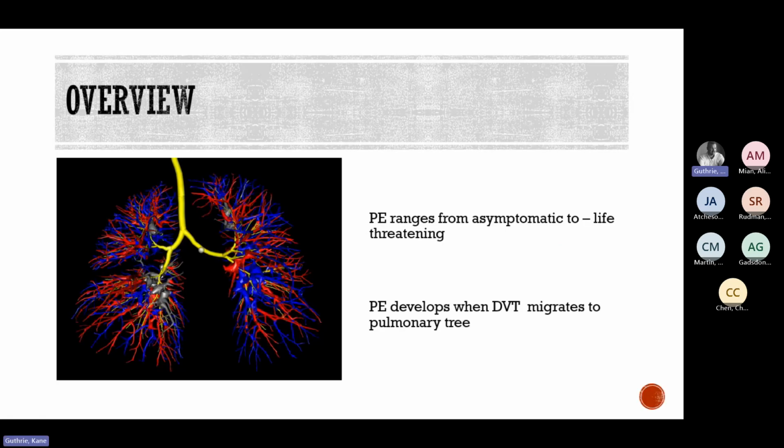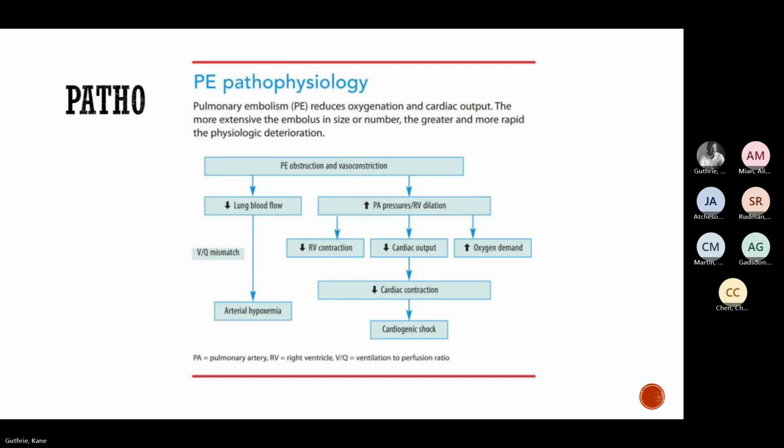So the overview that we're going to be looking at is that PE ranges from asymptomatic to life-threatening. So we see lots of people with pulmonary embolus, but it's the size of the clot and the effect that it's having on those patients' underlying physiology that makes the difference there. And so PE develops generally from DVT that migrates to the pulmonary tree. So DVTs can be in your arms, your legs, and they travel up and they stop within the pulmonary vessels where it starts getting quite small. And that's the impact that it has there.